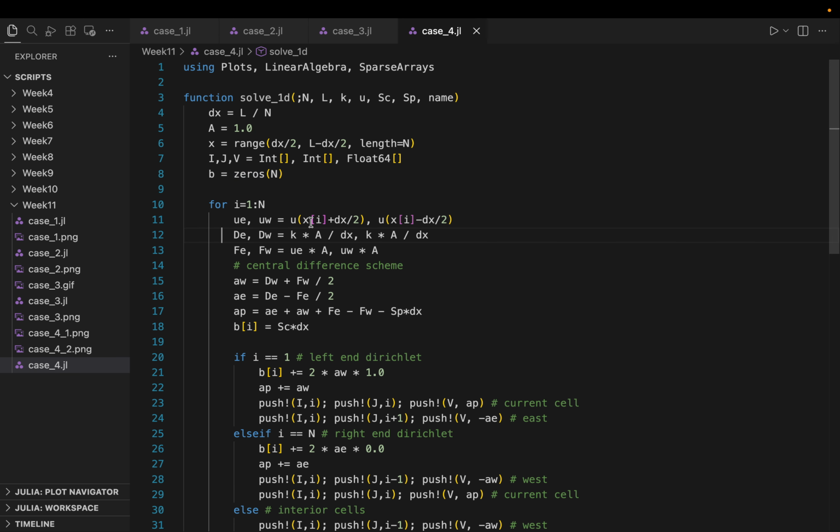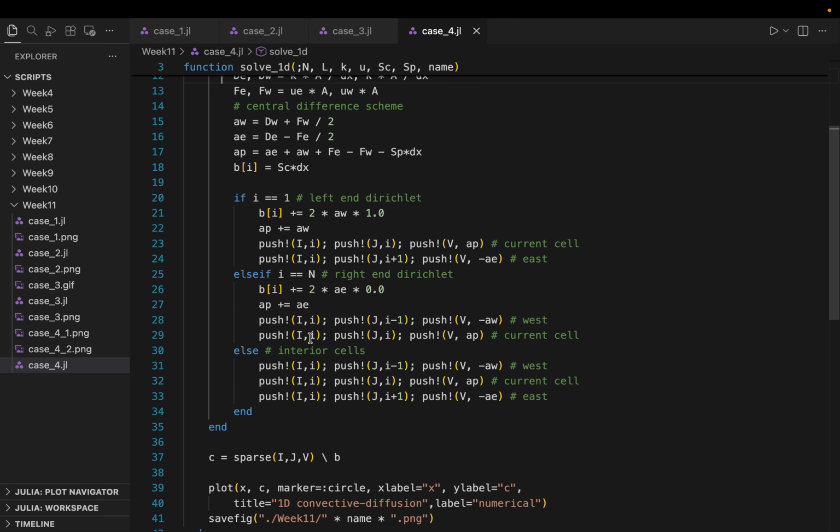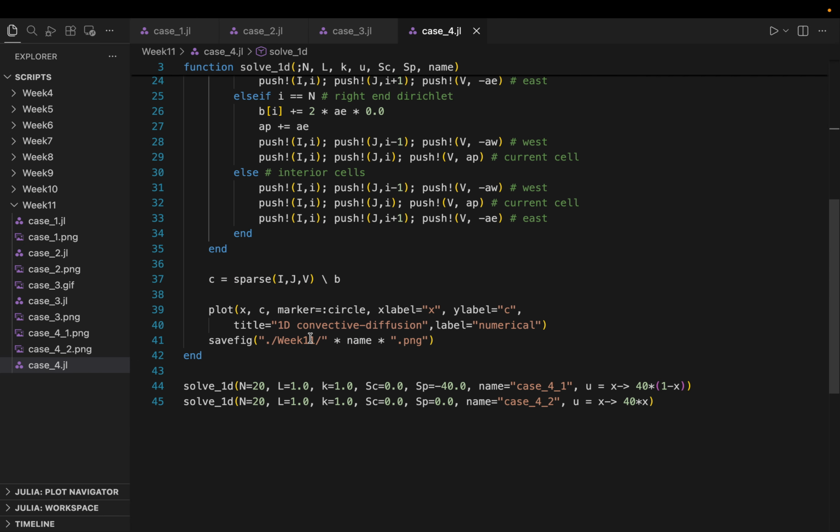So u is given as a function that is calculated at the east and west accordingly. Because we are storing cell centers, the phase center value is obtained by cell center plus dx by 2 or minus dx by 2. And accordingly dE, dW, FW, everything remains the same. All these are the same as whatever we have done before. The only thing is when you have a source term, then there will be some changes. Otherwise everything else looks the same.